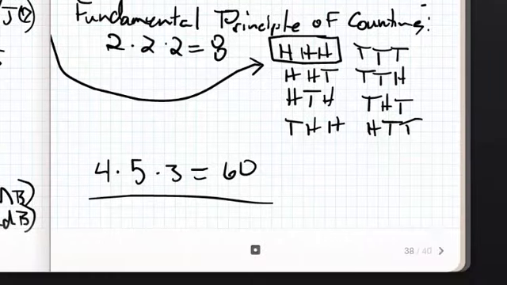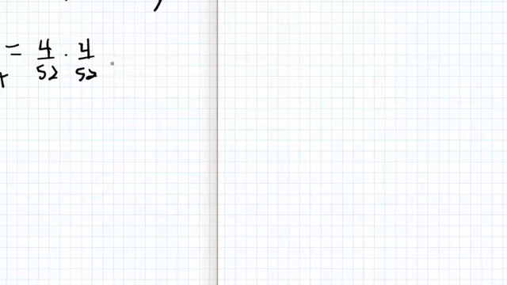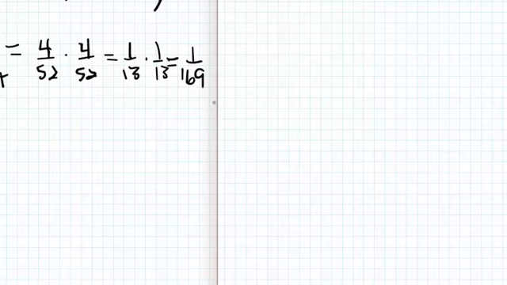1 in 8. For the jacks problem, let's do that one real quick. Whoa, where's my pen? The jacks problem, there are 4 out of 52. And there are 4 out of 52 because I replaced it. But this is really 1 out of 13 and 1 out of 13. Because I replaced it, that implies that the events are independent. So I get 1 out of 169. That's the probability.